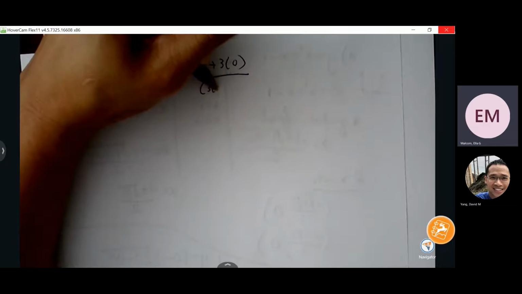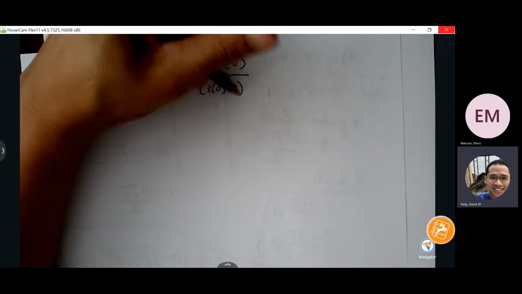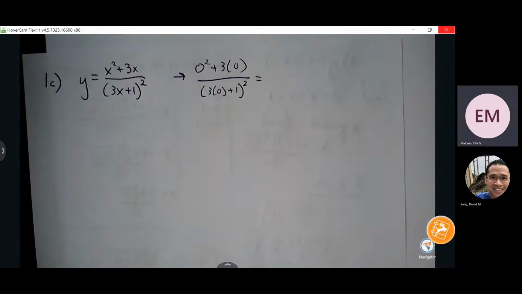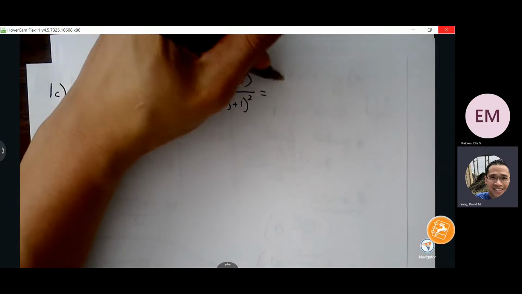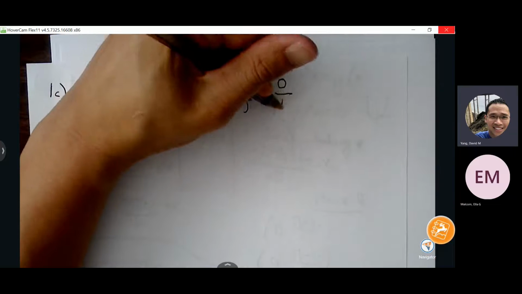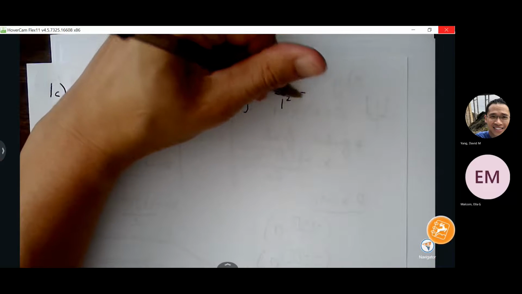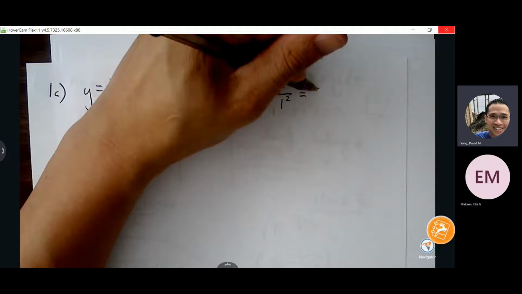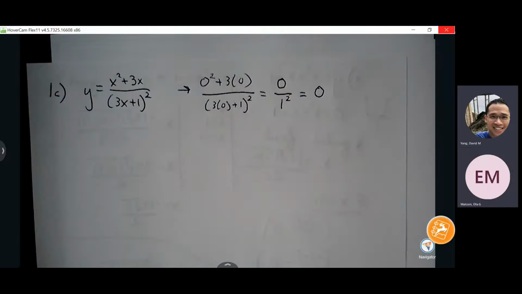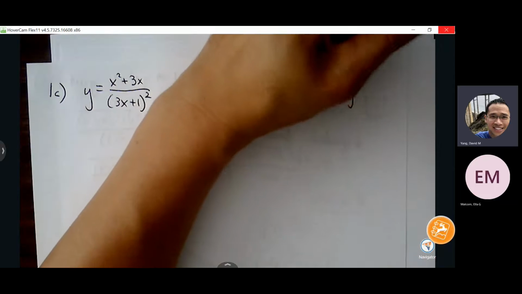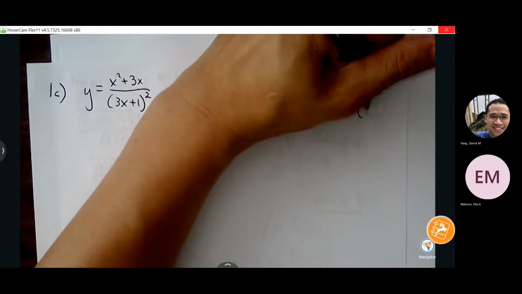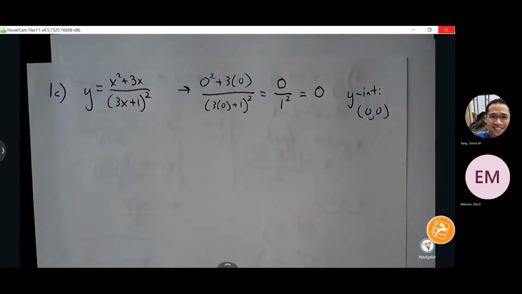So y equals 0 over 1. Which is? That's not possible. It is possible. It's just anything, if it's a 0 over a non-zero, then we consider that just 0. Okay. So we have y-intercept at 0, 0.